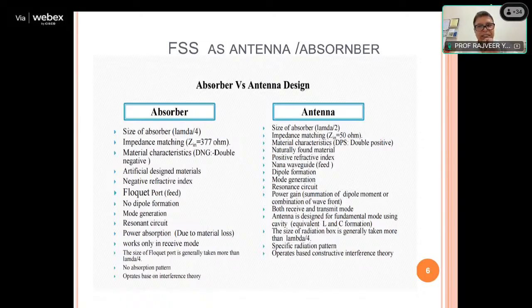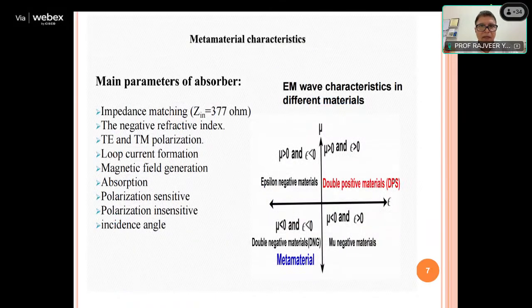The size of radiation box is generally taken more. I think these are all well-known parameters which everyone knows. Here, the constructive interference theory is well popular for designing high gain antennas. We have also used them. So FSS is sometimes a synonym to metamaterial characteristics.